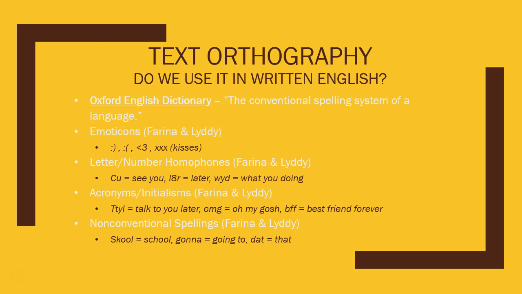It could also include letter number homophones, which could be L8R, which means later, or WYD for what you doing. It could also include acronyms and initialisms such as TTYL, talk to you later, OMG for oh my gosh, or BFF for best friend forever. Another type of text orthography could include non-conventional spellings, such as typing out school with a K instead of a CH, or using the word gonna instead of going to, such as I'm going to talk to her. You might text out, I'm gonna talk to her.